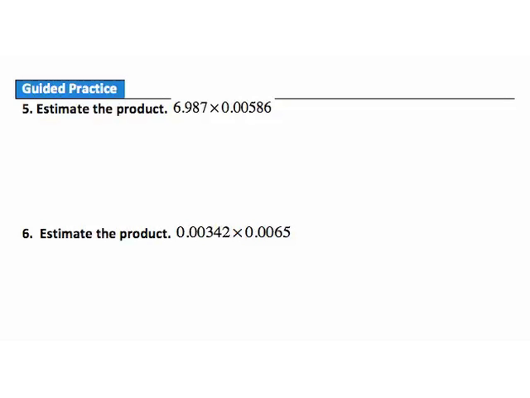Now it's time to check your understanding of estimating the product of decimal numbers. Hit pause on your video player and answer these guided practice questions. When you're done, hit play to see how you did.